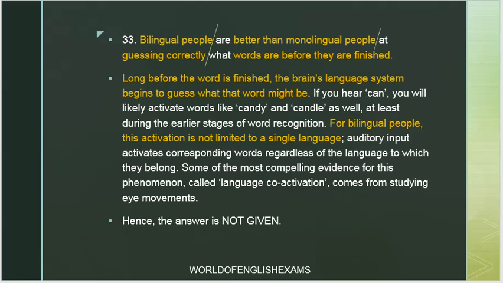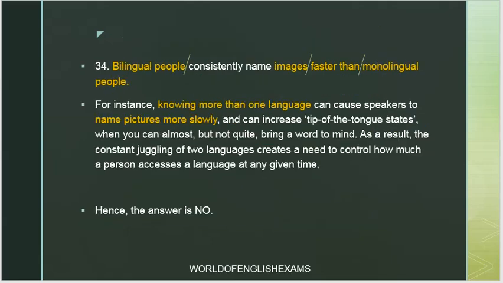So this is how you identify the difference between no and not given. If it is a no, then in the context the discussion would be done, but it would be in the opposite sense. Something like, monolinguals are better than bilinguals. If it is given along those lines, then the answer would be no. But here there is no comparison at all. Hence the context is not given as per the question. Now let's move on to the next statement.